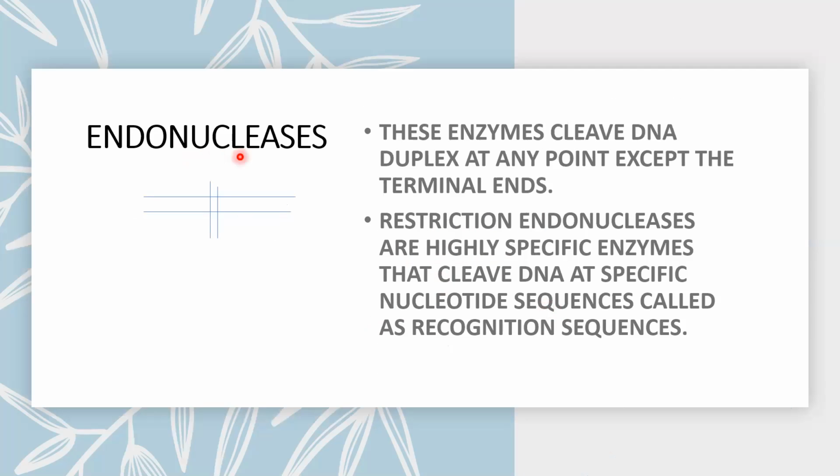Then we have endonucleases, which cut the DNA in the middle region. Like we discussed, if they cut randomly, then they are non-specific. And if they cut at specific sequences, then they are called restriction endonucleases. The sequences recognized by these enzymes are highly specific. These are also called palindromic sequences. This we'll discuss in the next video.